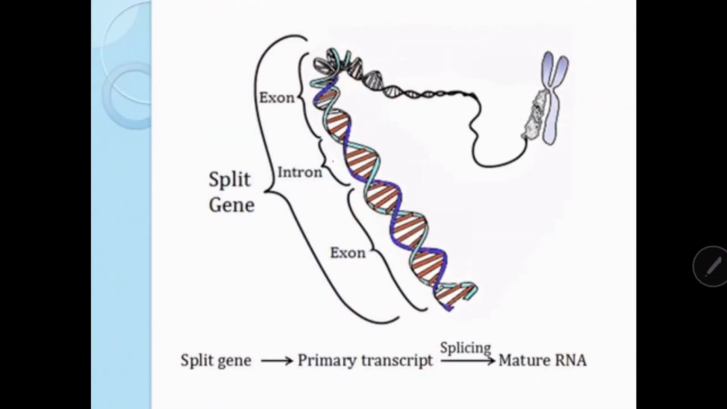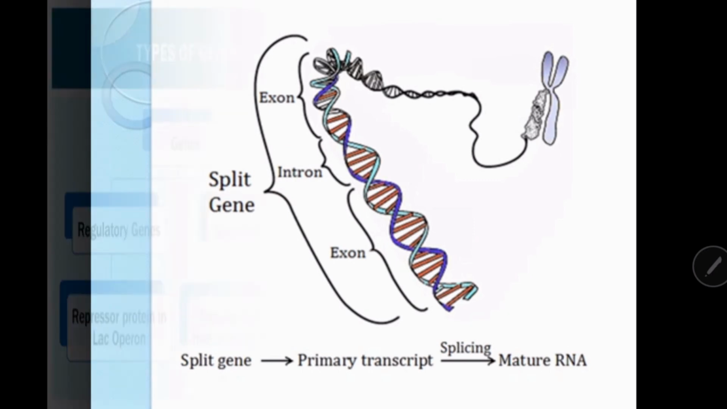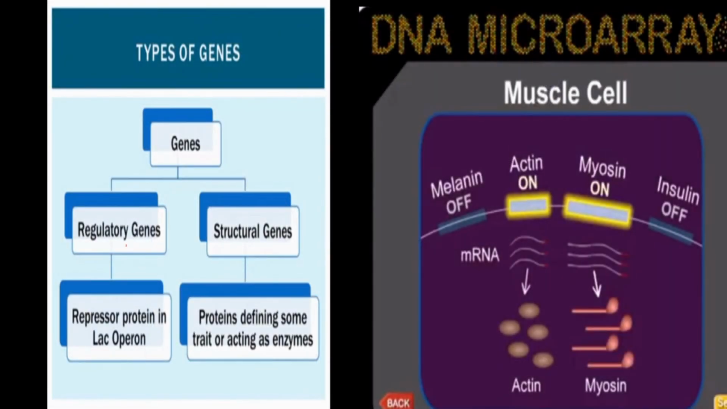So the human gene is not full of information throughout the whole DNA. It is divided into two parts, that is exon and intron. The intron part does not have any information. The informative part of DNA is the exon, and the intron part is removed by splicing. In this way the messenger RNA is formed. Messenger RNA is nothing but the code of information. So this is the basic example of regulatory and structural genes.